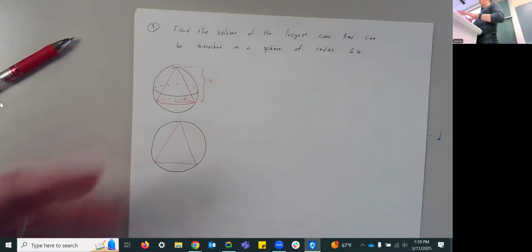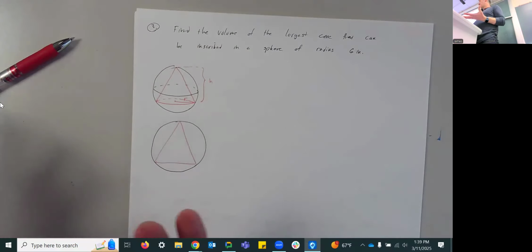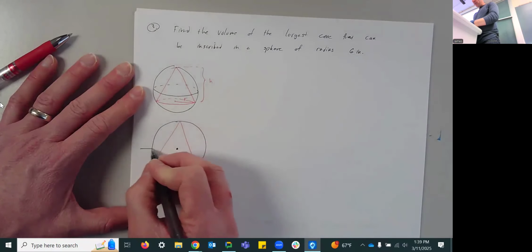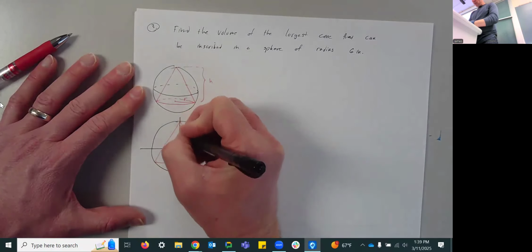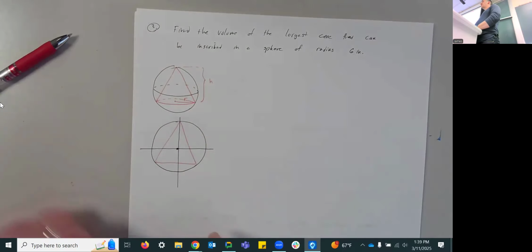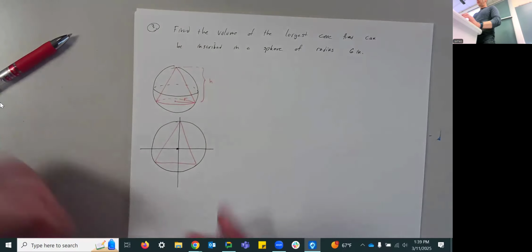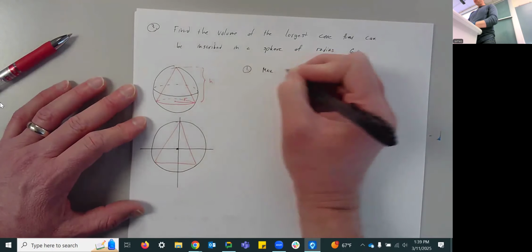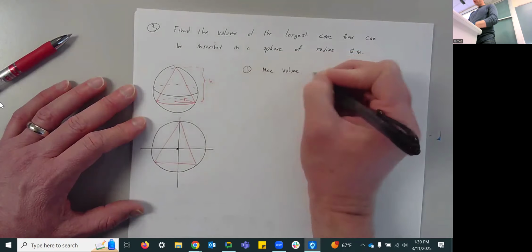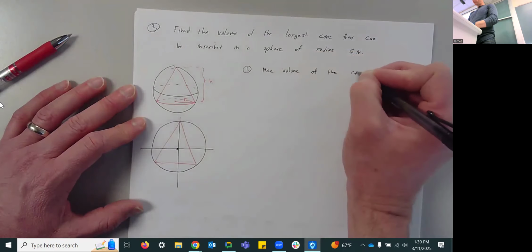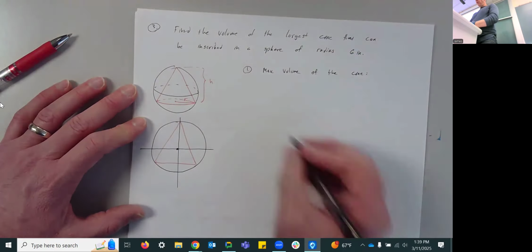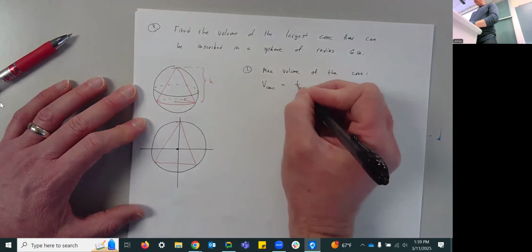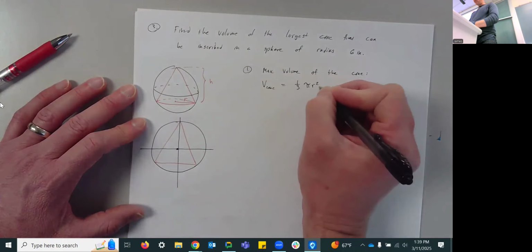So usually when you're drawing things like this, it makes sense to center them at the origin. So I want the center of my circle to be where the origin is. And then, let's just write out what we're going to do here. So we want to maximize the volume of the cone. The volume of a cone, the formula is 1/3 pi r squared times h.